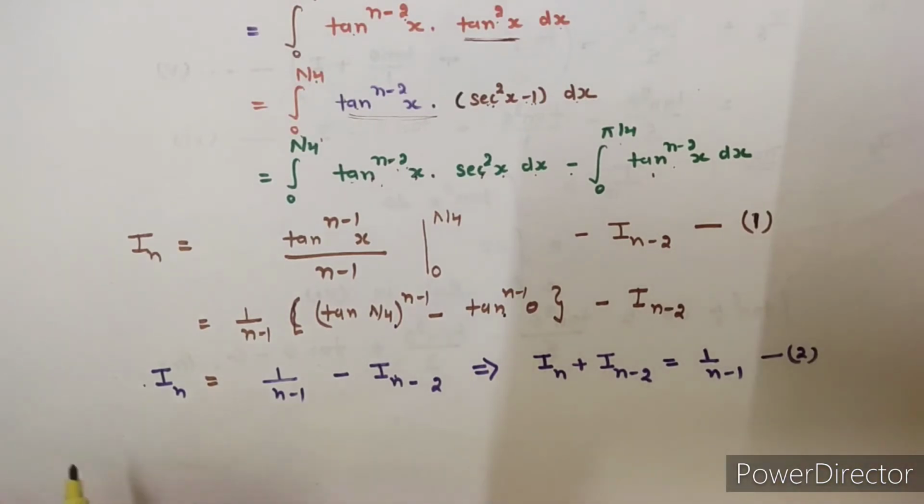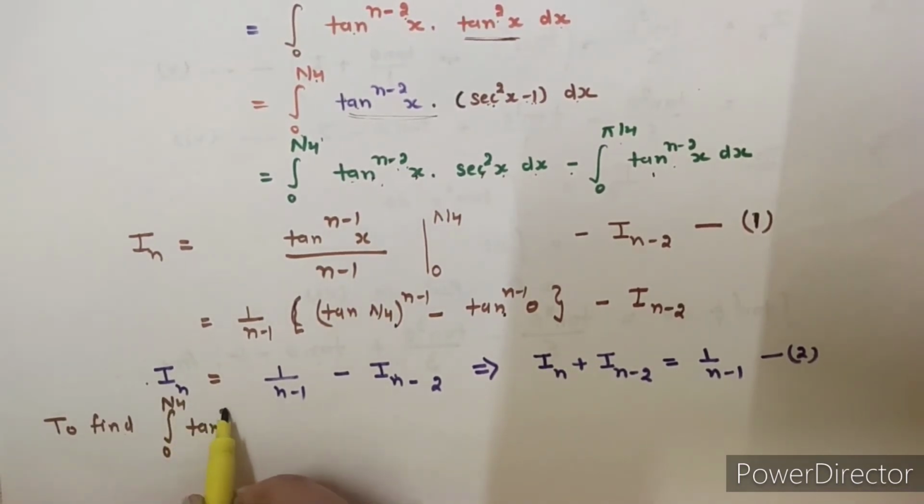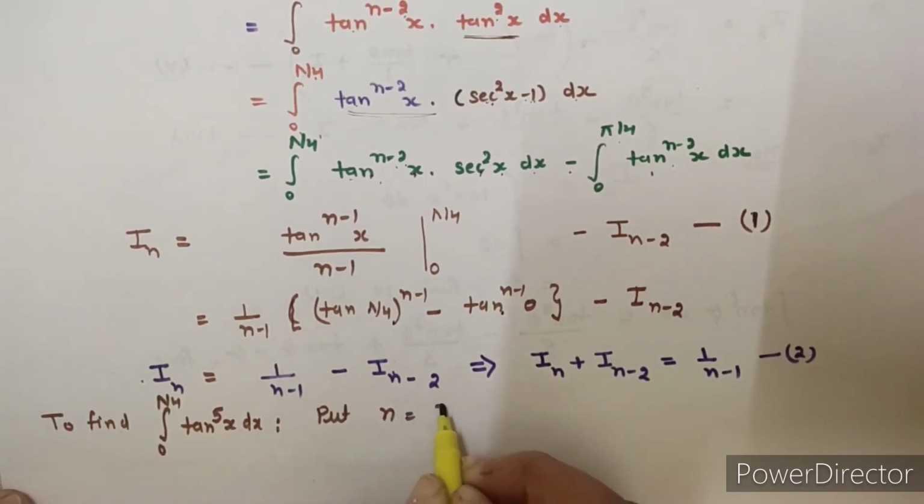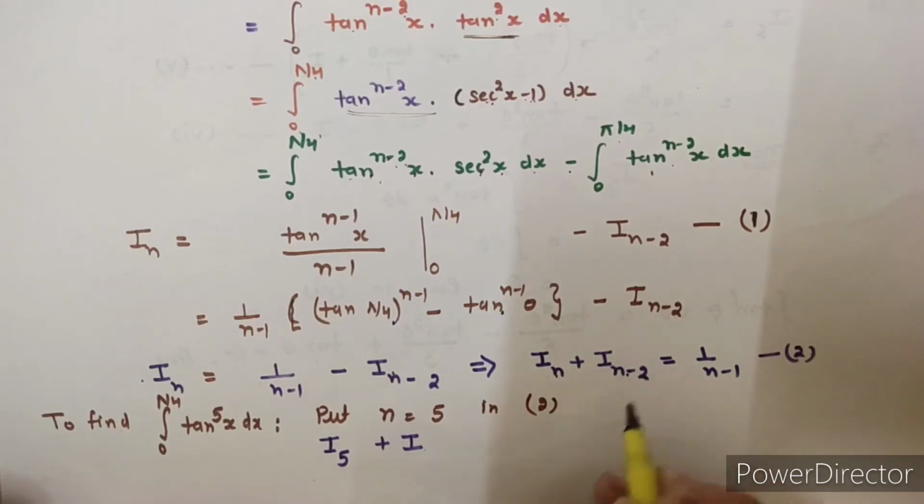So from here you see, now to find, here it could also be the integral from 0 to pi by 4 of tangent 5x dx. So to find this expression, put n is equal to 5 in equation 2. So this is I5 plus I3, 5 minus 2, I3 is equal to 1 by 5 minus 1, it is 4. So write this is 3.